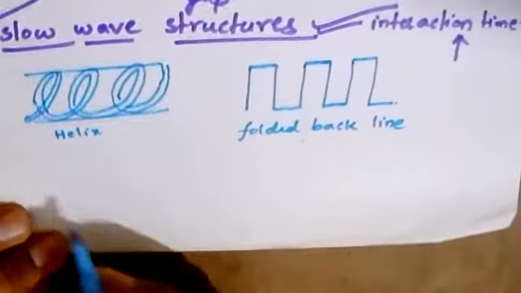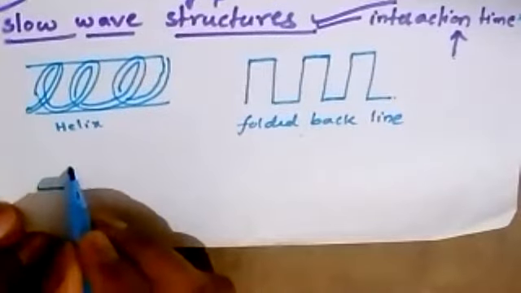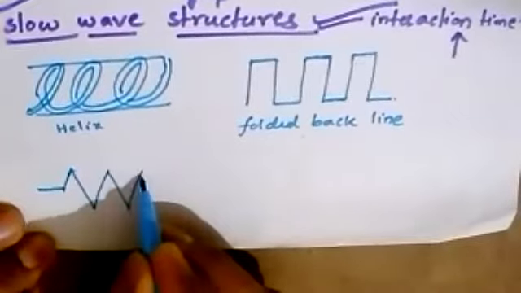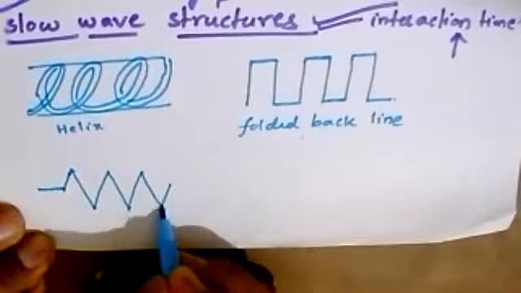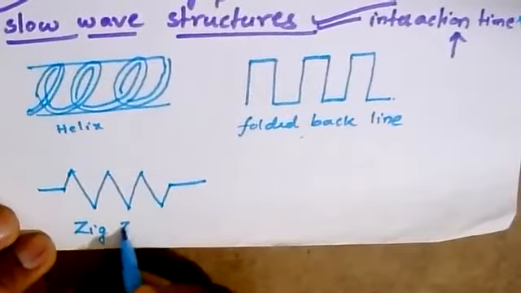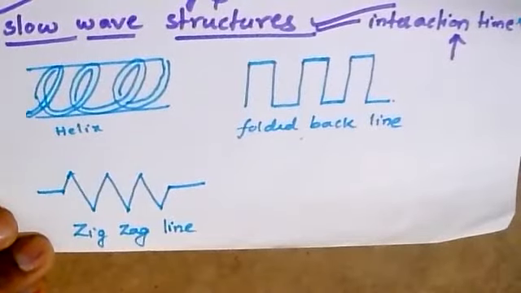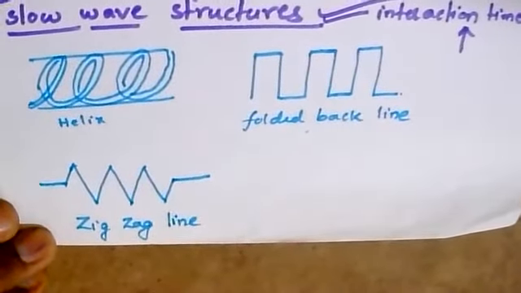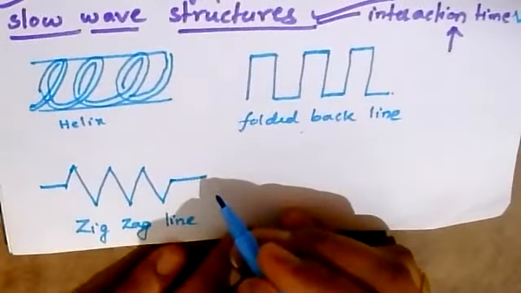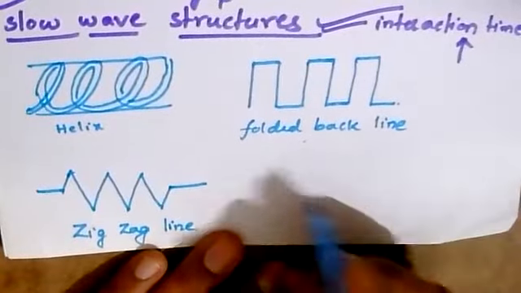Now, apart from that, we have other shapes. This is called a zigzag line. What is its importance? How does it maintain the interaction time to the maximum? We'll discuss that. So this is another type of slow wave structure which can be used along with the traveling wave tube, which is internally connected.